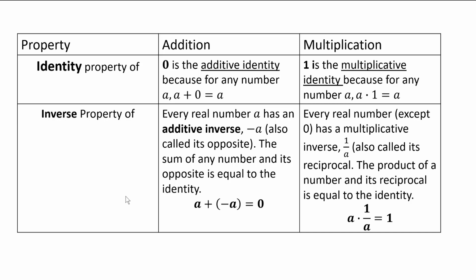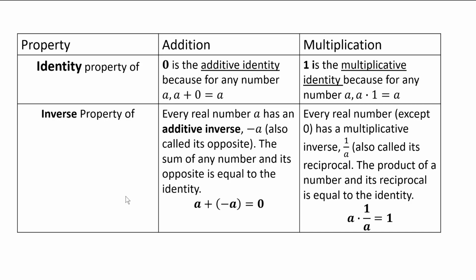Properties of identity. The additive identity is 0. We talked about that. It is called that because when you add 0 to any other number, it does not lose its identity. That number stays the way it is. With multiplication, the identity is 1 because any number times 1 is that number. And so it doesn't lose its identity.